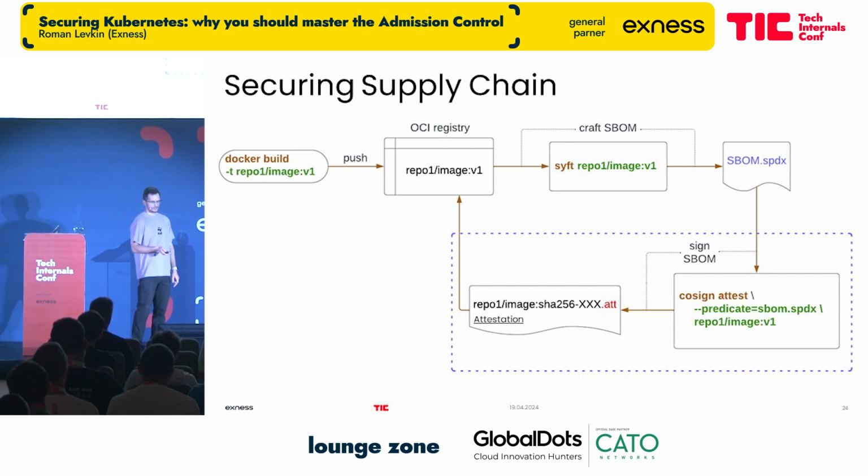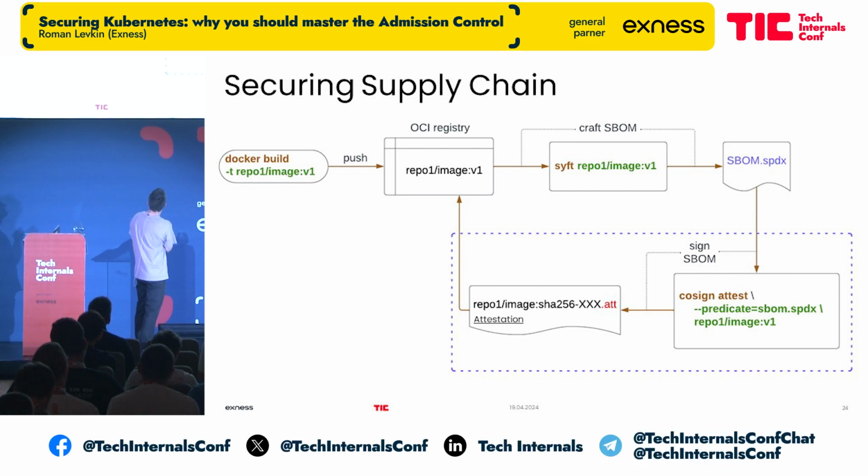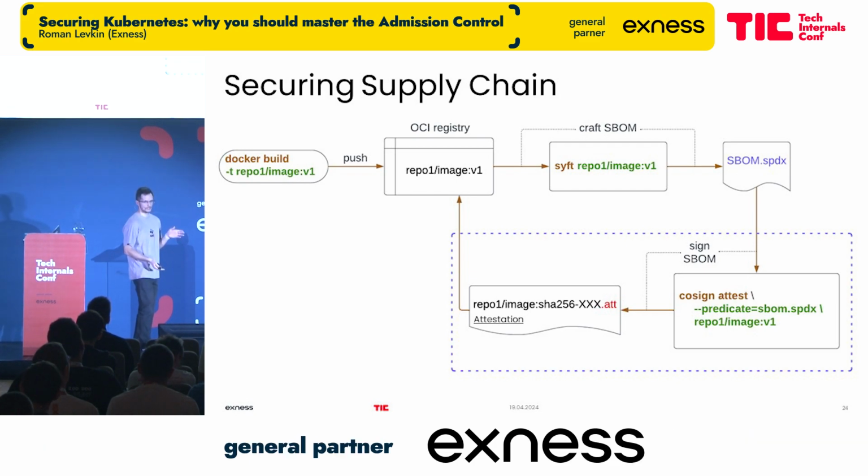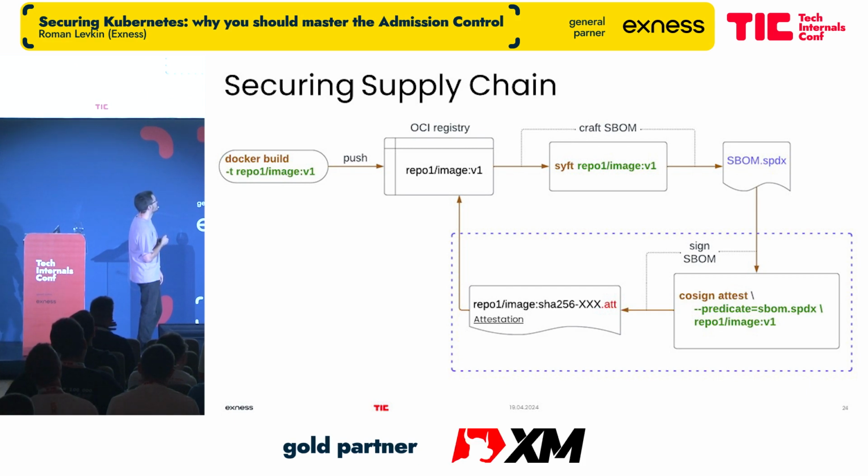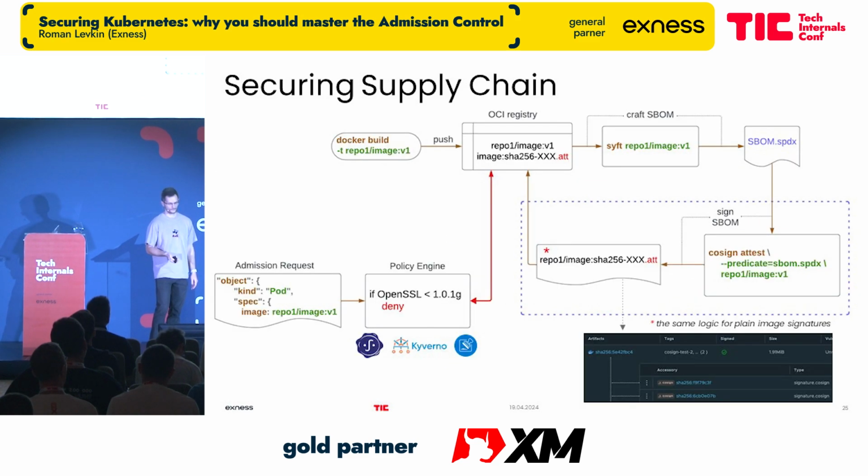A really quick introduction to the scenario where we can use admission control for securing supply chain. Let's say we craft an image, we build it, we push the image into the OCI registry, we then generate a bill of material to this image. The bill of material is just a long JSON with a list of different software packages that can be found inside the image. You then sign this bill of material, and the combination of the signature and the bill of material itself is called attestation, and attestation is stored in the same registry just as another OCI artifact.